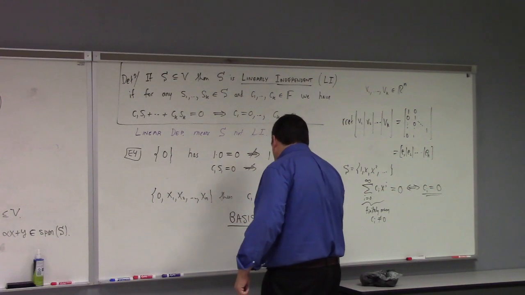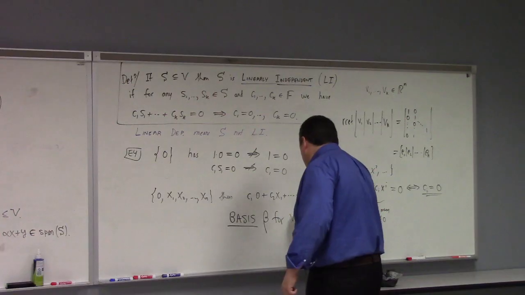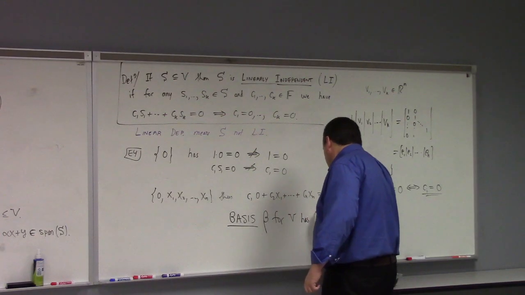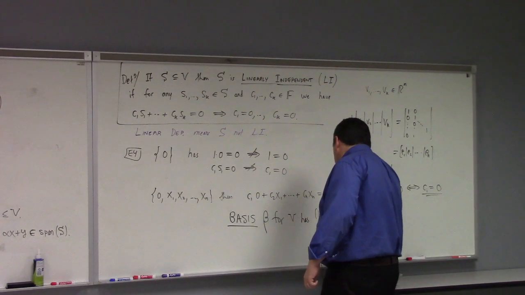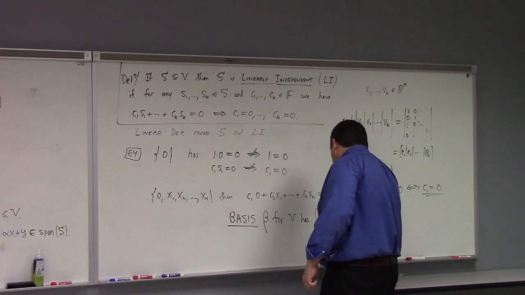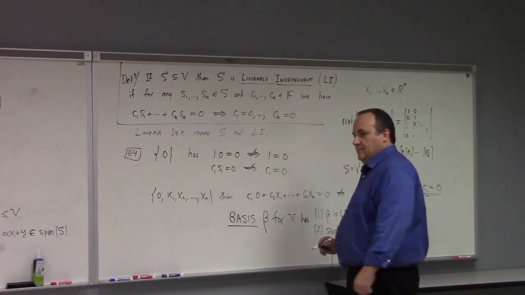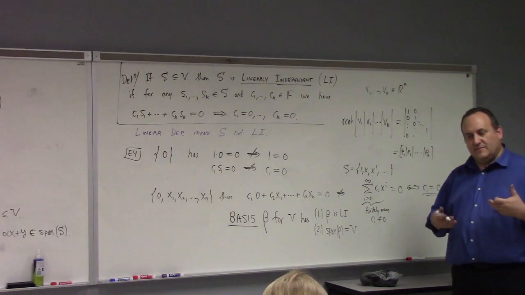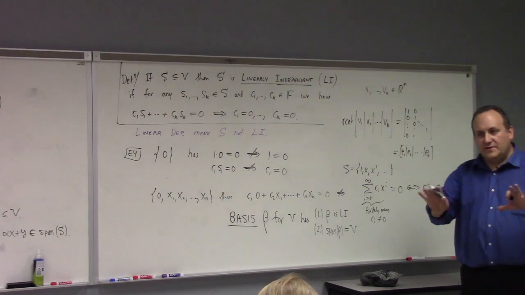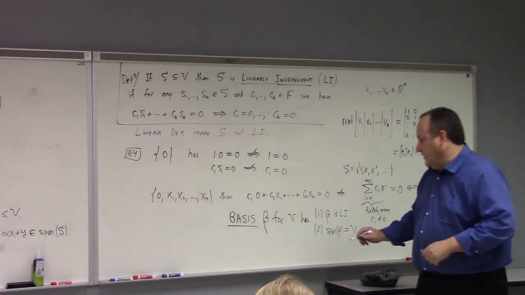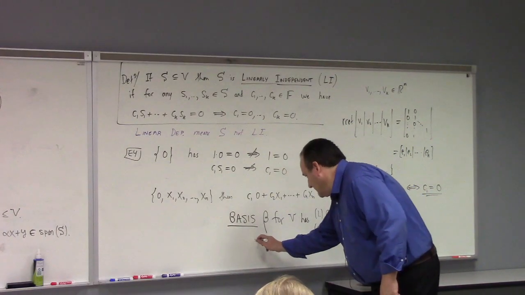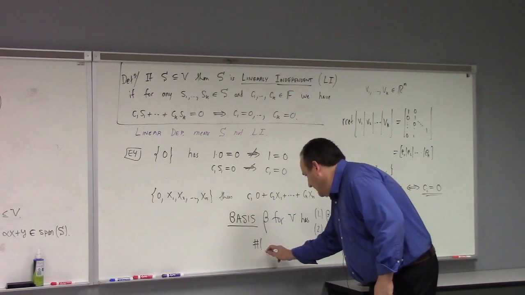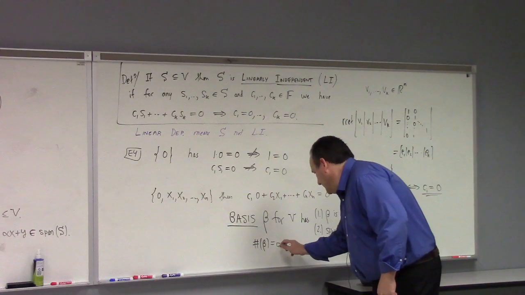But a basis, right, is a what? A basis beta for V has two things. One, beta is linearly independent. And number two, the span of beta is the whole vector space. This is what we mean by basis. A basis is a linearly independent spanning set. I've used the word dimension a few times in here. The definition of dimension is the number of things in beta. That's the dimension of V.